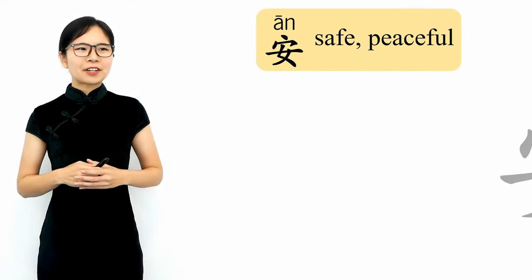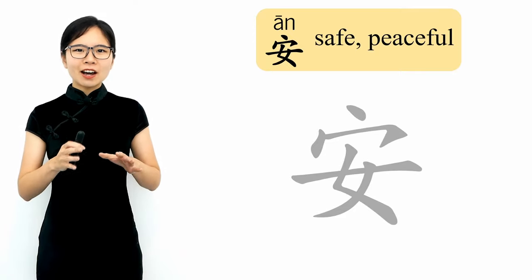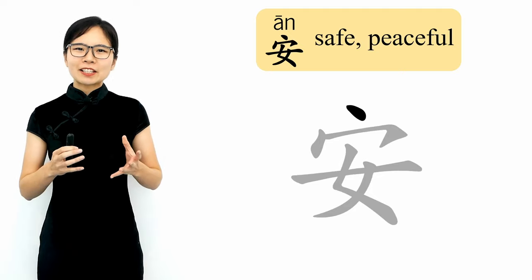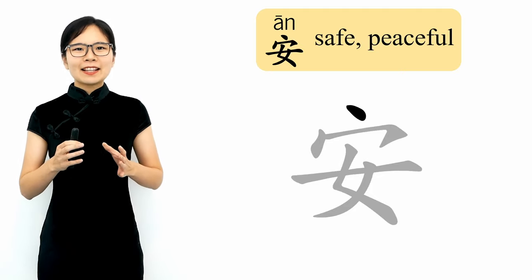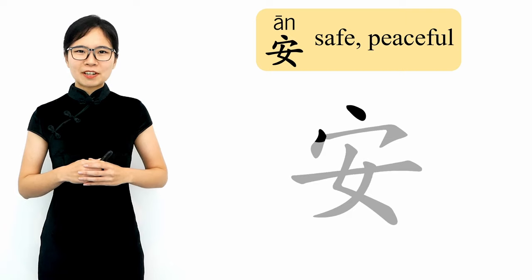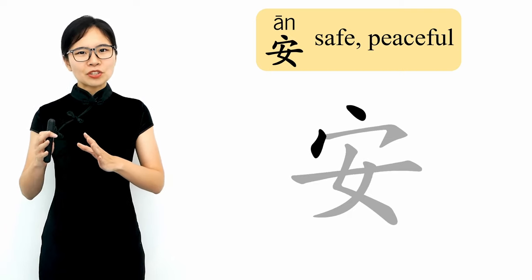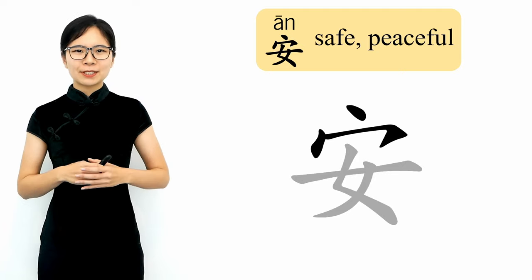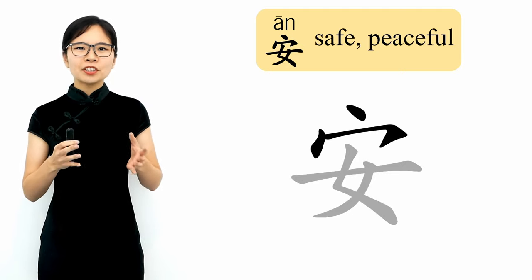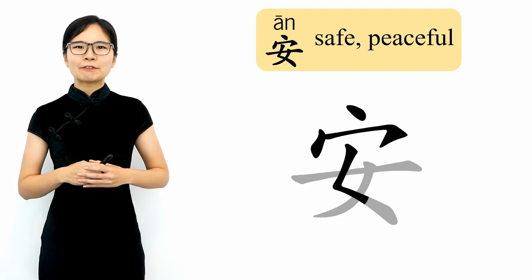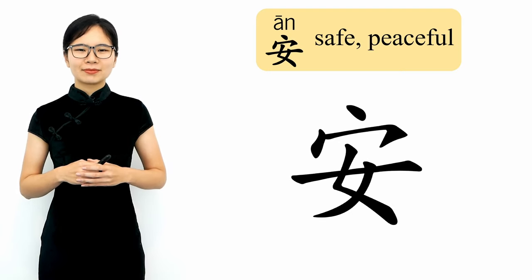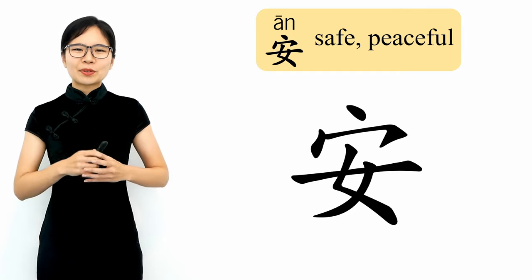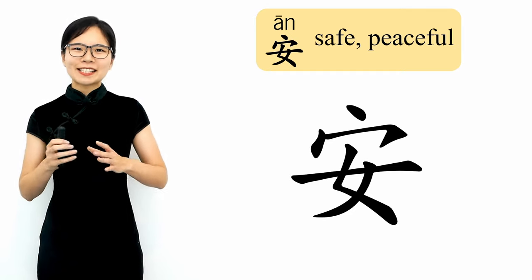To write this character, first write the dot at the top. You can imagine that this is the chimney on top of the roof. Then there is a short stroke to the left and a horizontal stroke to the right with a hook that represents the roof of a house. And under the roof is the character component for woman. Note that here the character components are squished a little so that they fit into the space of a single character.